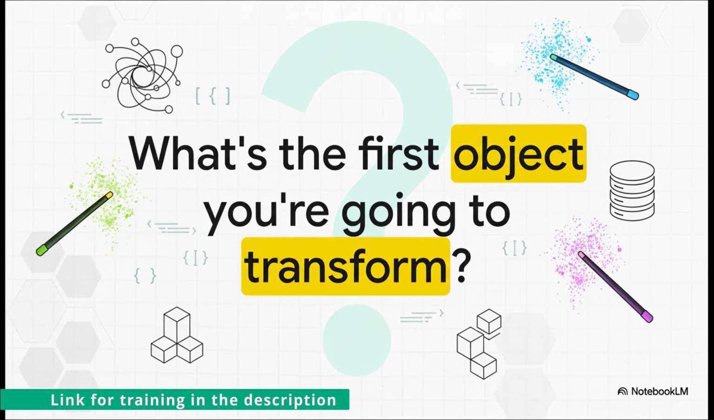So I'll leave you with a question. Now that you have this pattern, this superpower to manipulate objects, think about the code you're working on right now. What's the first object you're going to transform?